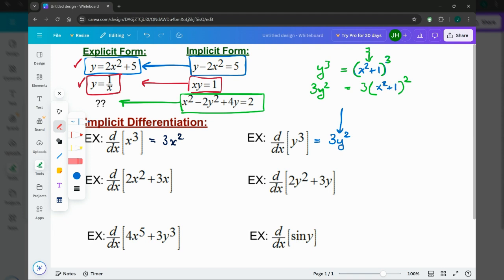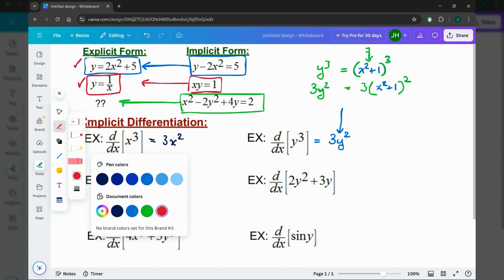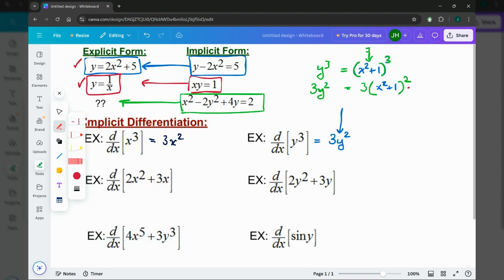But here's the thing. The chain rule says that you're supposed to multiply by the derivative of the inside. What's the derivative of the inside here? Well, it's 2x. In the blue, if I called this y, what's the derivative of y? It would be y prime. So when you take the derivative with respect to x of something that involves a y, you have to think of a chain rule. y could be a function of x. You need to multiply by its derivative, y prime.